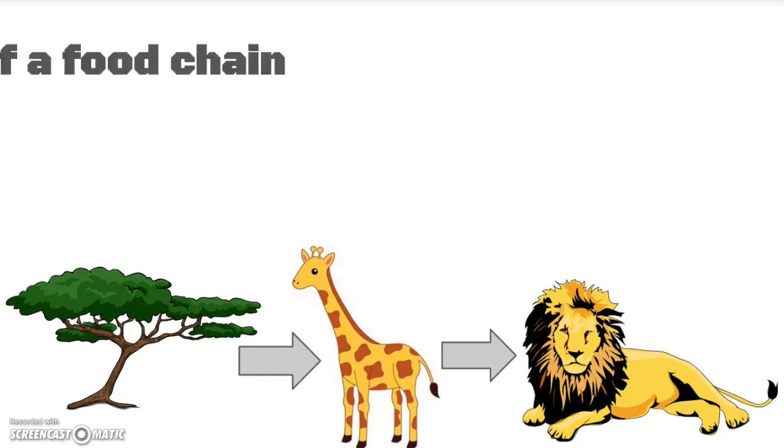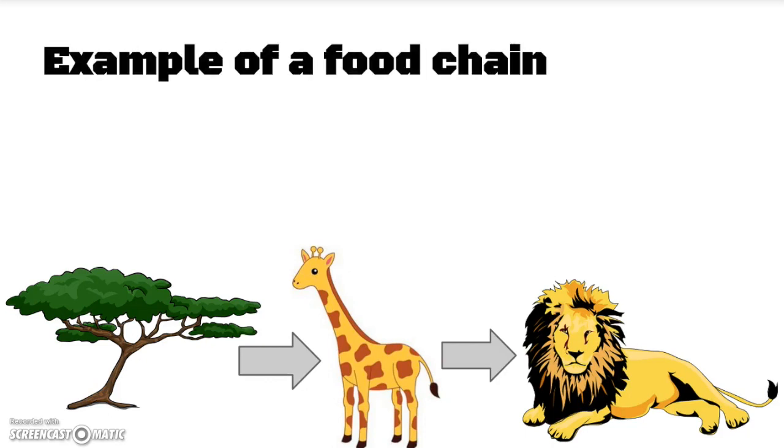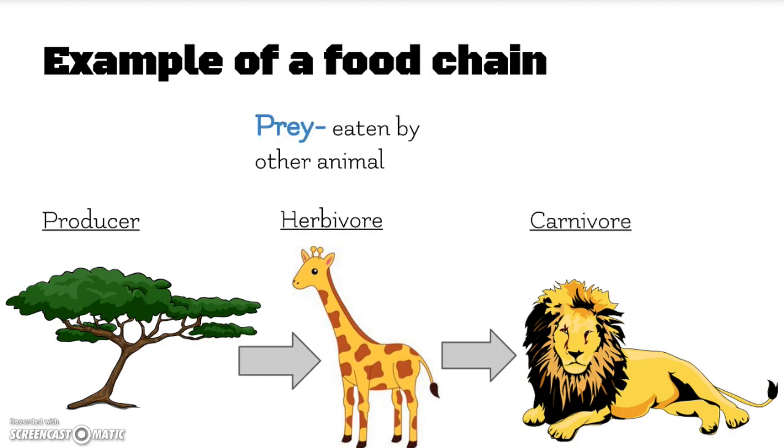An example of a food chain from Africa is shown below. In this example, the acacia tree is the producer, the giraffe is a herbivore, and the lion is the carnivore. A giraffe is also called a prey organism, and this means that it is eaten by other animals. The lion is also called a predator. This means that it eats other animals.